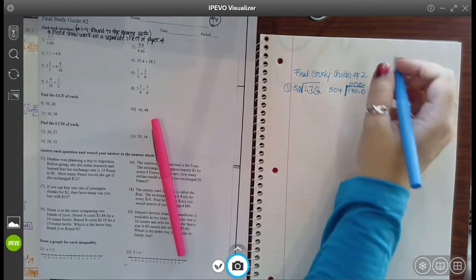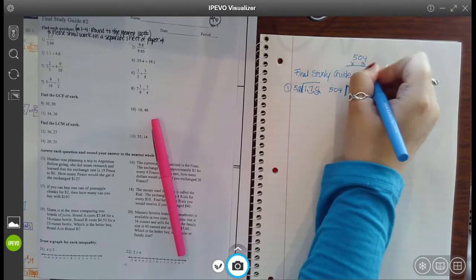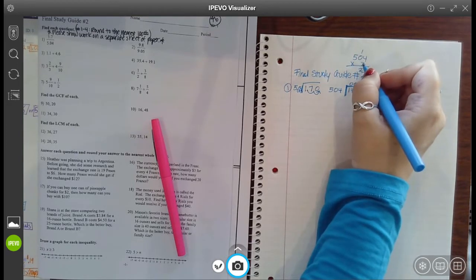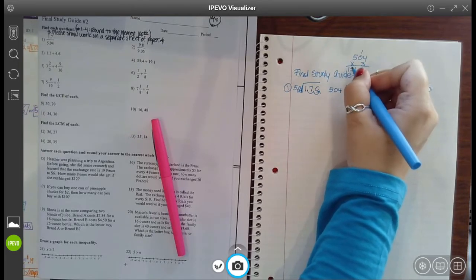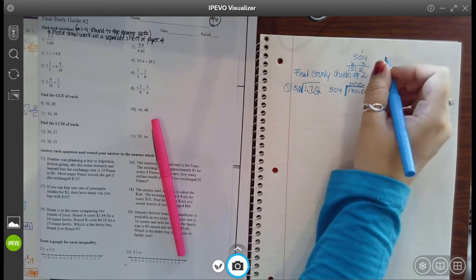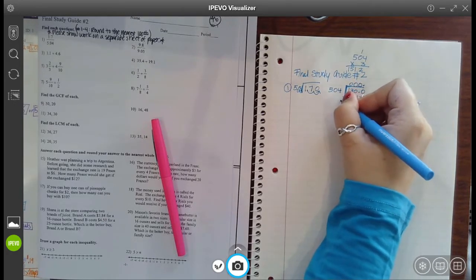3 times, right? So let's try 504 times 3. That's 12. Carry the 1. That's 0 plus 1. 3 times 5 is 15. Now, if this is too big, then I do 504 times 2. But luckily, that works. Okay, subtract.